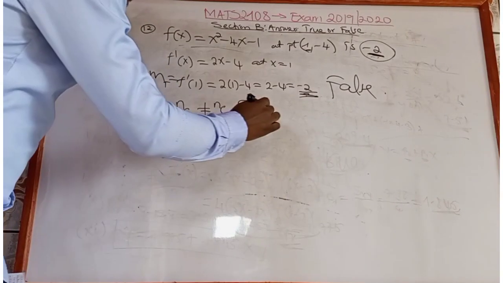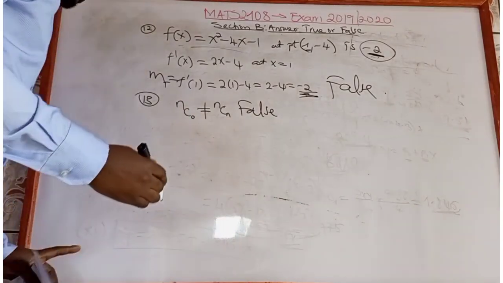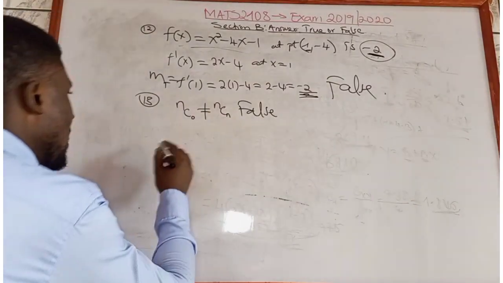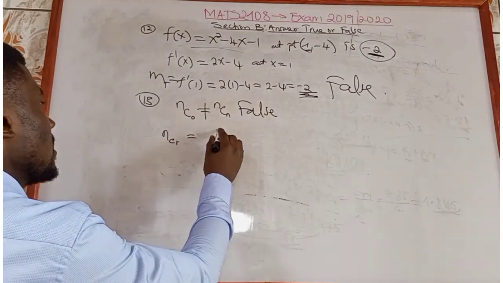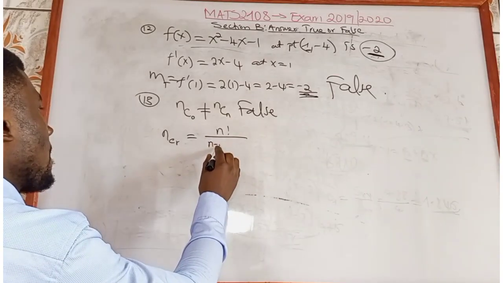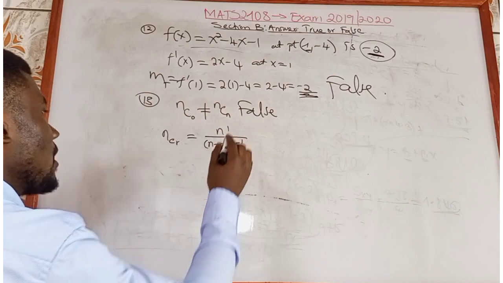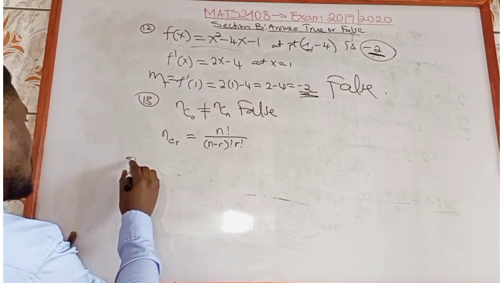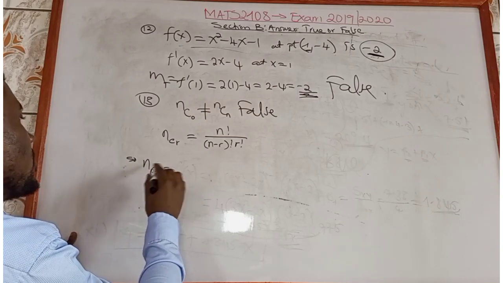It said it's not the same. This one is false, because actually they are the same. Let's see how. We know by definition, n combination r is defined as what? n factorial divided by (n minus r) factorial times r factorial.